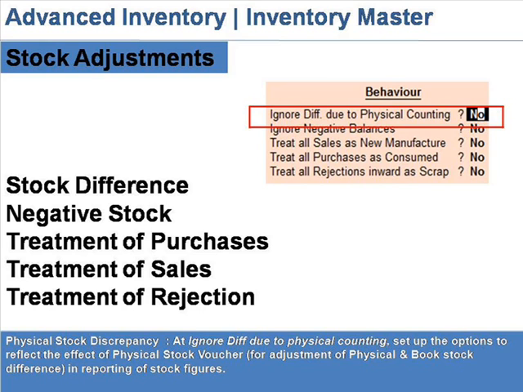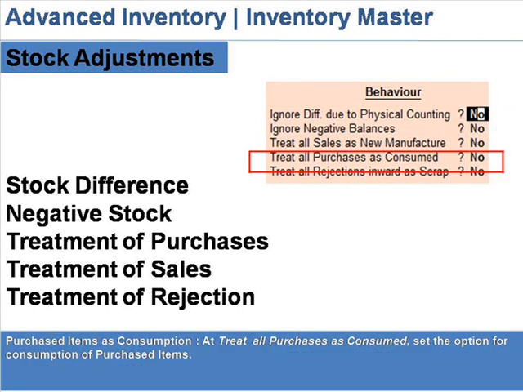Physical stock discrepancy. At Ignore difference due to physical counting, set up the options to reflect the effect of physical stock voucher for adjustment of physical and book stock difference in reporting of stock figures, as described next. Purchased item consumption. Treat all purchases as consumed. Set the option for consumption of purchased item as described next.